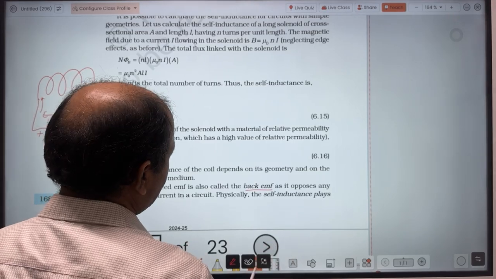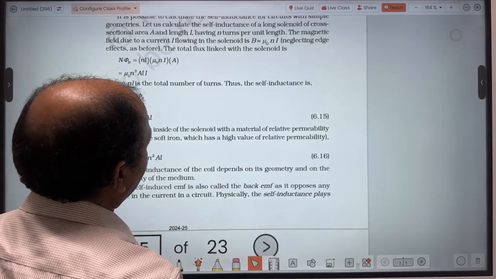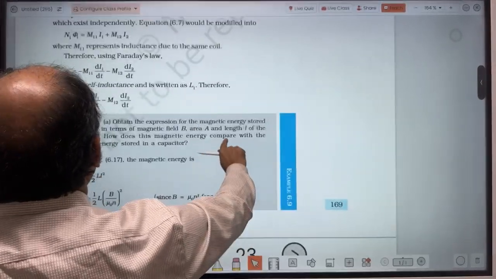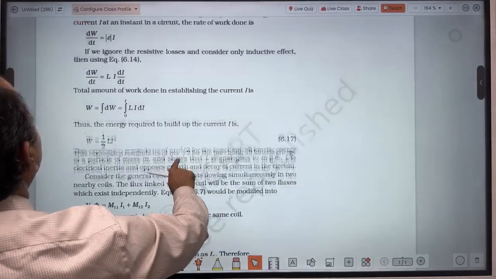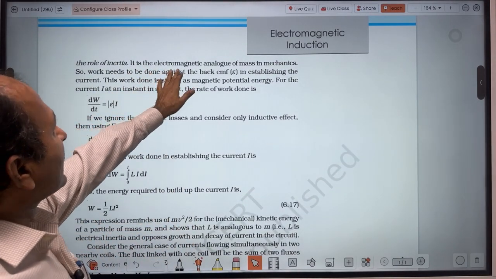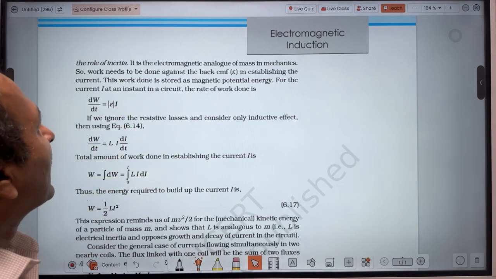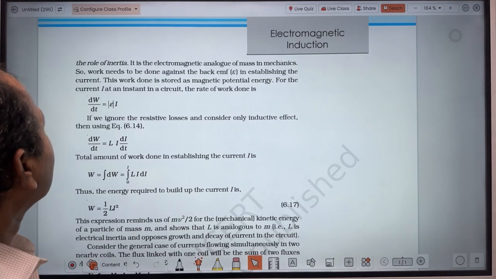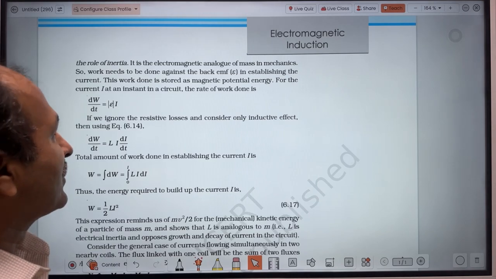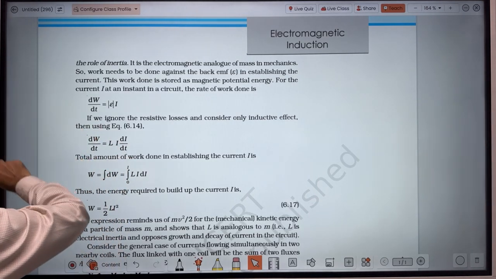Physically, what role does the self-inductance play? Like inertia, here, the role of inertia, right? It is the electromagnetic analog of mass in mechanics. So work needs to be done against the back EMF in establishing the current. This work done is stored as magnetic potential energy, right? So work done is stored in the form of magnetic potential energy.